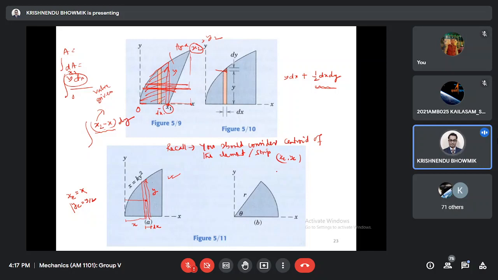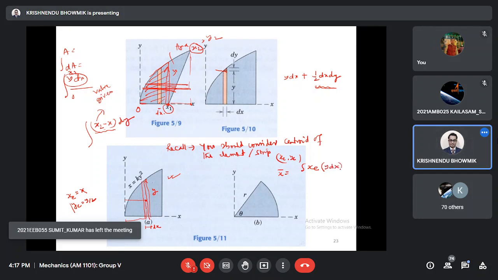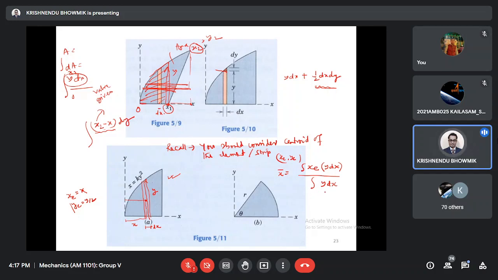I'll tell you. When you want to calculate, say, x bar, you have to write x bar equal to the integral of xe dA divided by the integral of dA. dA will be y dx, and here it will be y dx. So what you want to do, it is dx.